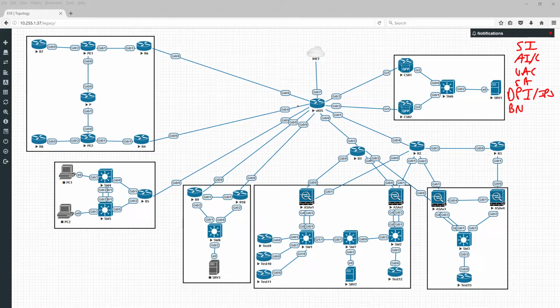ASA also supports site-to-site VPNs, both IKEv1 and IKEv2. Going back briefly on the remote access VPNs, there's also the ability of doing IKEv1 and IKEv2, as well as SSL and IPsec VPNs.